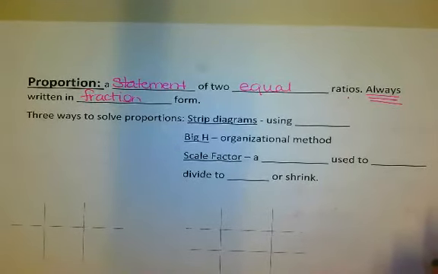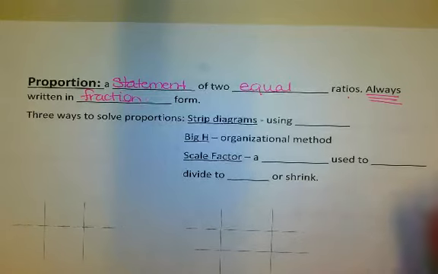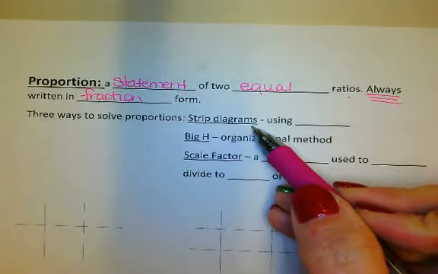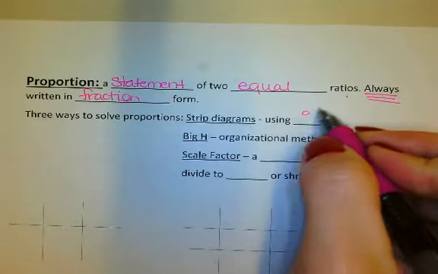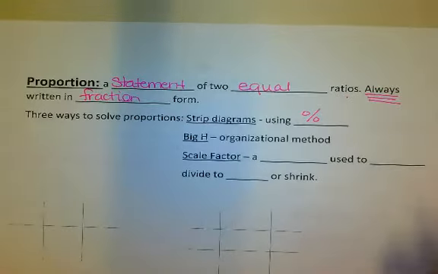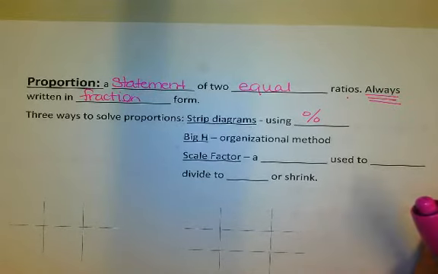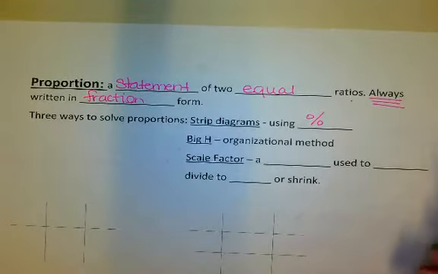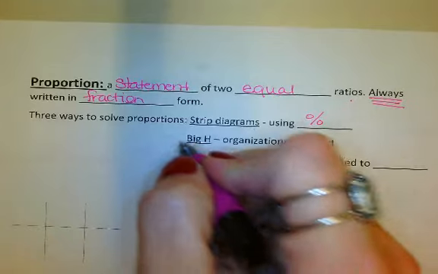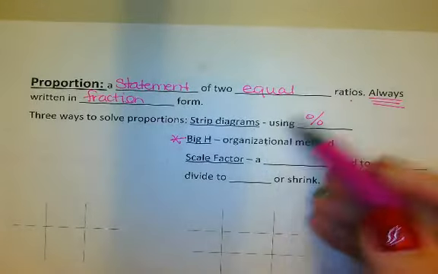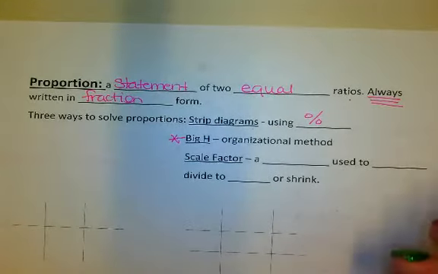There are 3 ways you can solve a proportion. You can solve it as a strip diagram, which you saw them using the percent bars. Okay, they're always normally used with percents. You can use the strip bars for other things, but normally it's used with percents. The big H is really just an organizational method. It helps you organize your word problem to help you solve for the unknown. It's the best way. You can use this one for everything. And then there's the scale factor.